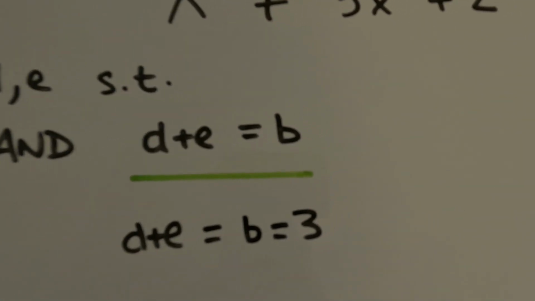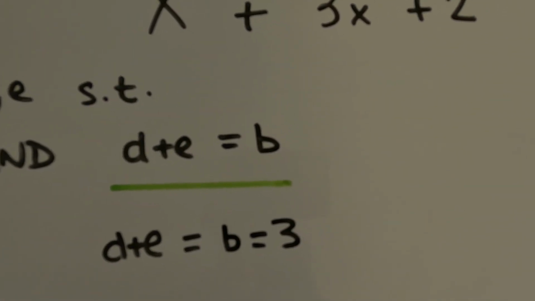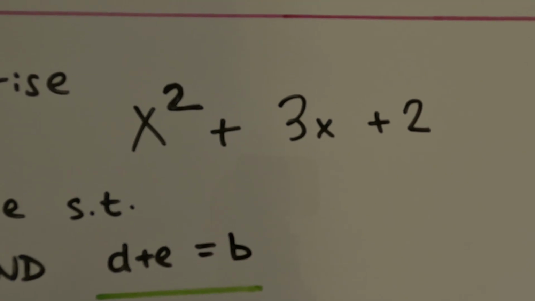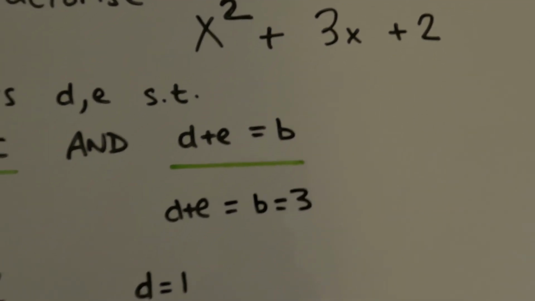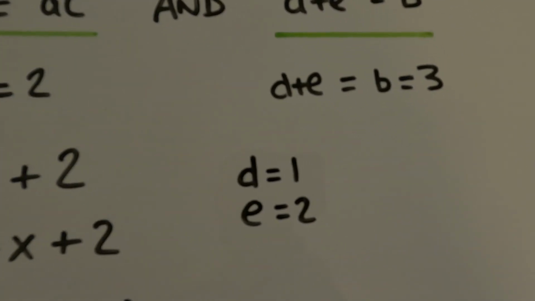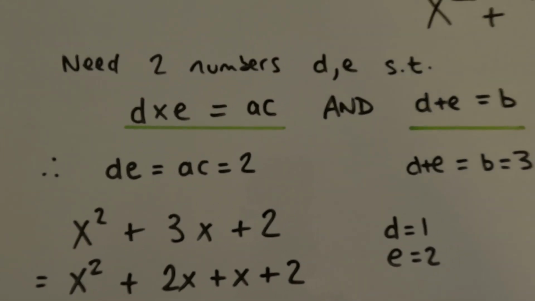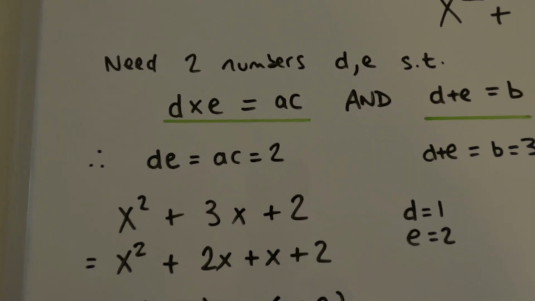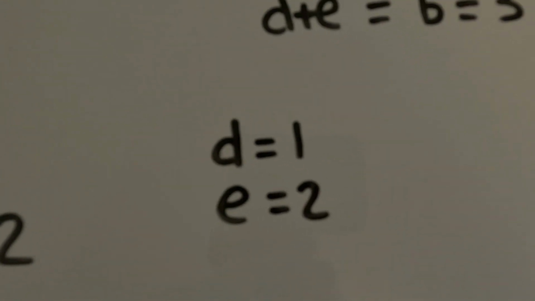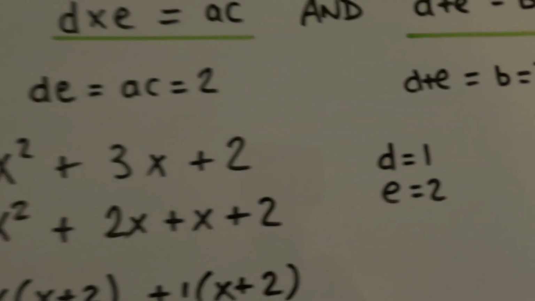But we also need their sum to be equal to B. And in this case, their sum should be 3. So the two numbers are going to be 1 and 2. They're usually quite simple enough to work out. Once you've got the two numbers, they will become the coefficients of your x terms.